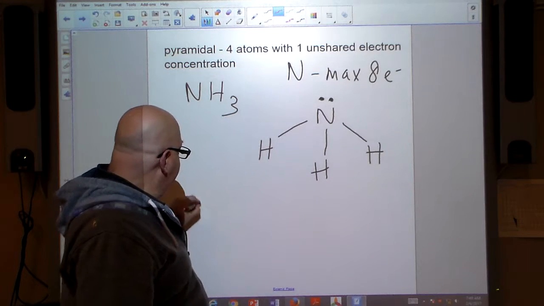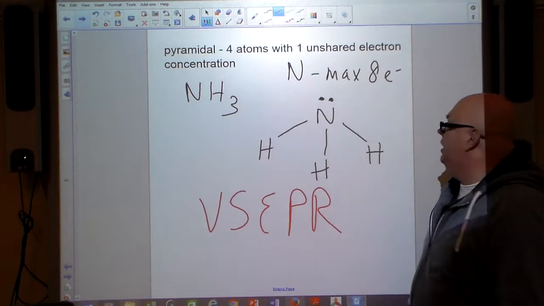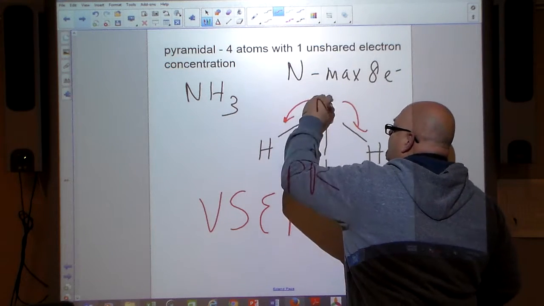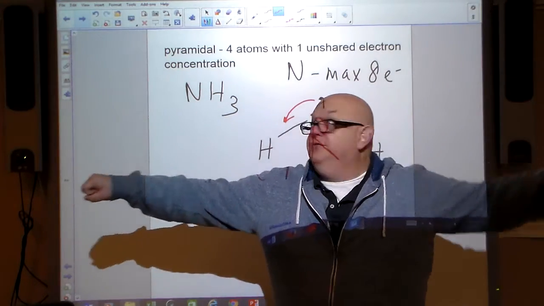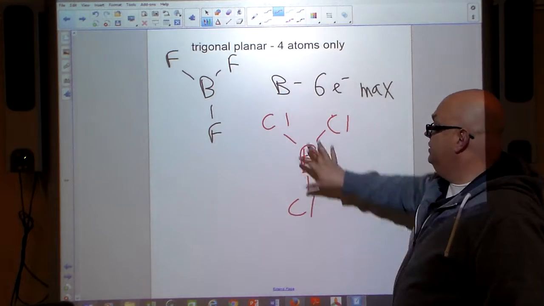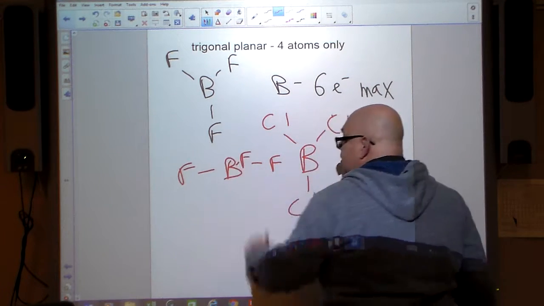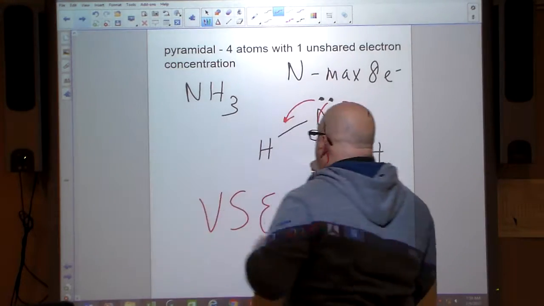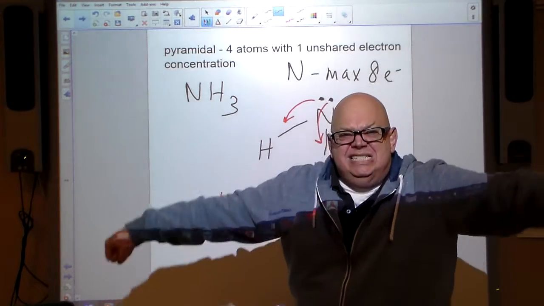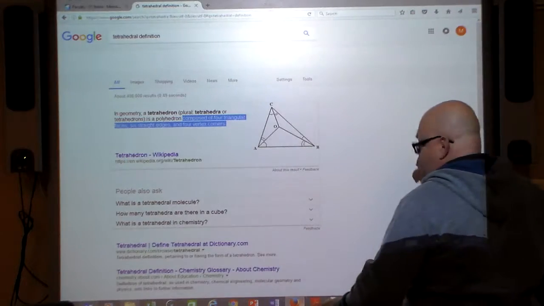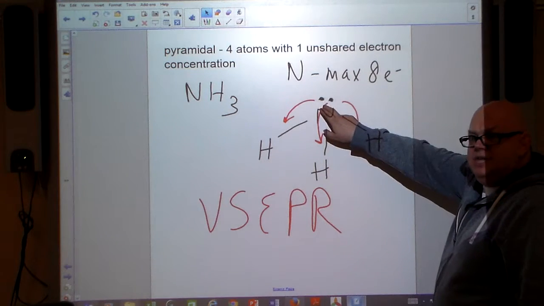What is that doing? Remember that VSEPR, that valence shell electron pair repulsion theory. What's going on? The electrons are pushing down on those hydrogens, those electron concentrations that are bonded between the hydrogen and the nitrogen. So instead of being flat, like our trigonal planar, okay, because these are flat, right? If I were to look here, that's what it would look like. Nice and flat. But because we have that unshared pair electron concentration, that forces the hydrogens down. It's forcing them down. That's why, ladies and gentlemen, we get the pyramid shape, not the flat shape.